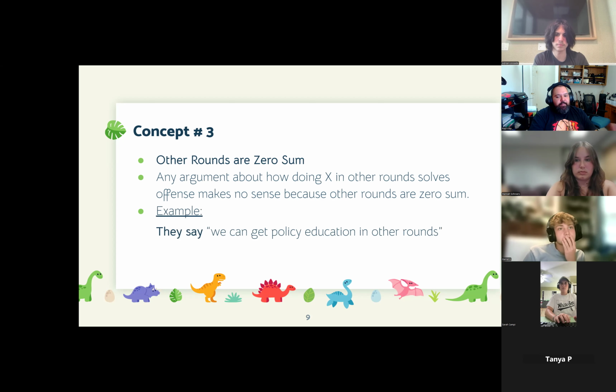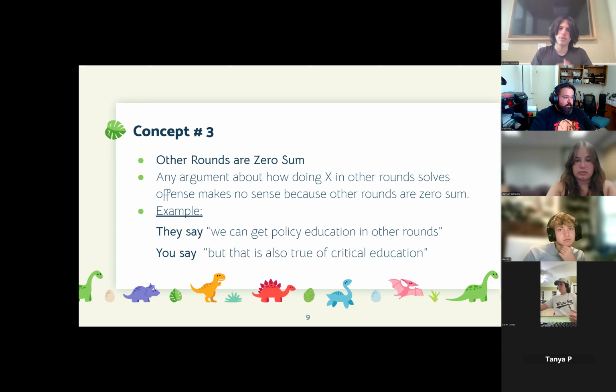Example, they say we can get policy education in other rounds. You just say, but that's also true of critical education. Very simple, but again, something teams get away with. If the judge, go ahead, Adrian.